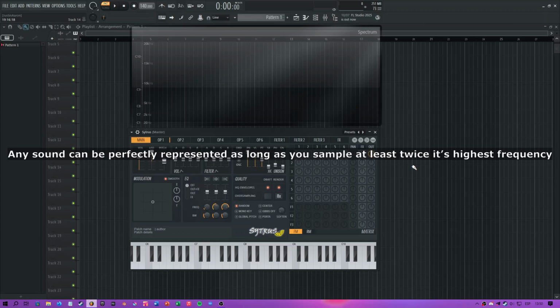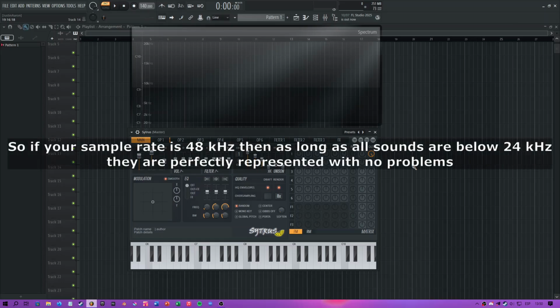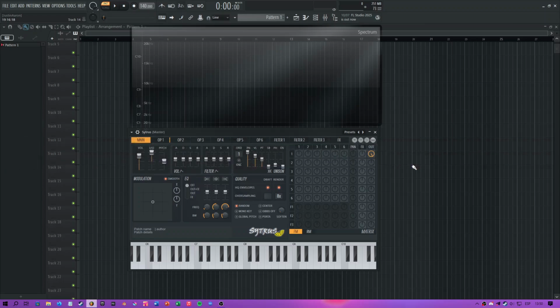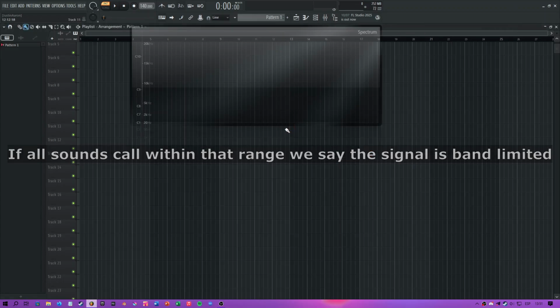Any sound can be perfectly represented as long as you sample at least twice its highest frequency. So if your sample rate is 48 kHz, then as long as all sounds are below 24 kHz they are perfectly represented with no problems. If all sounds fall within that range, we say the signal is band limited.